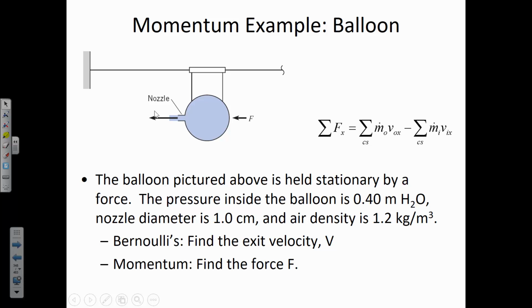Now, I mentioned before that we're going to have to use Bernoulli's equation in this case. And the given information in the problem statement says that we know the pressure inside the balloon is 0.4 meters of H2O. And I don't think that that's a way that we've seen pressure expressed so far. We've seen kilopascals, and we've seen newtons per meter squared as a pressure measurement. But what do you think, how do you interpret here where it's saying the pressure inside the balloon is 0.4 meters of water?